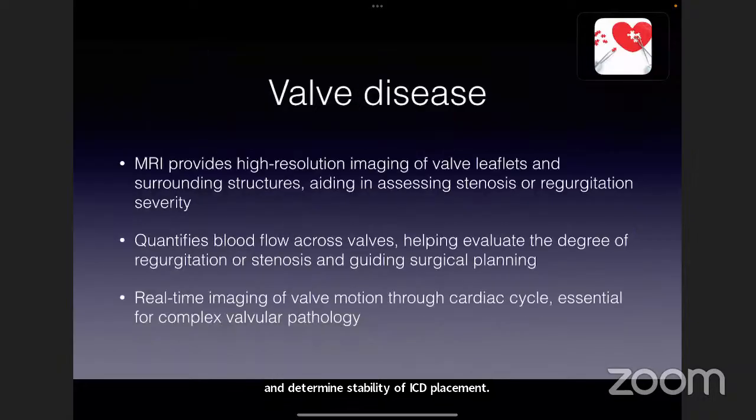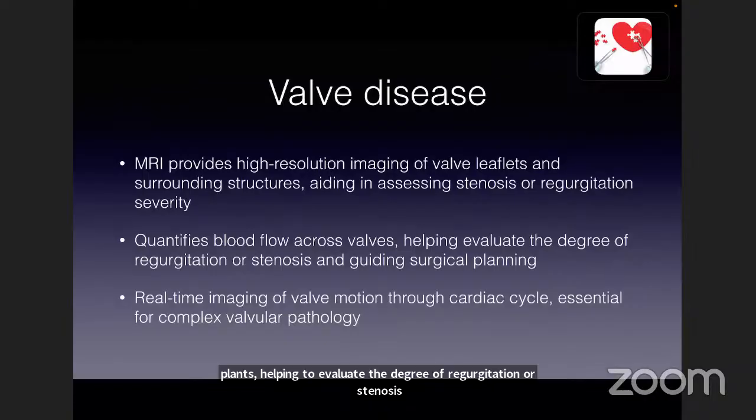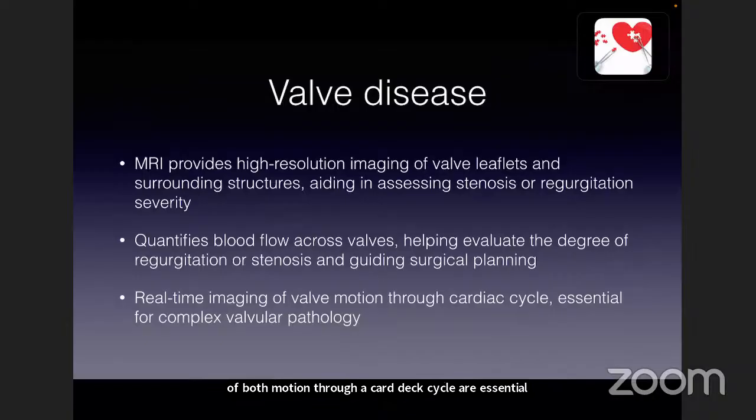Valve disease. MRI provides high-resolution images of valve leaflets and surrounding structures, aiding in assessing stenosis, regurgitation, and severity. Quantify blood flow across valves, helping to evaluate the degree of regurgitation or stenosis, guiding surgical planning. Real-time images of valve motion through the cardiac cycle are essential for complex valvular pathology.